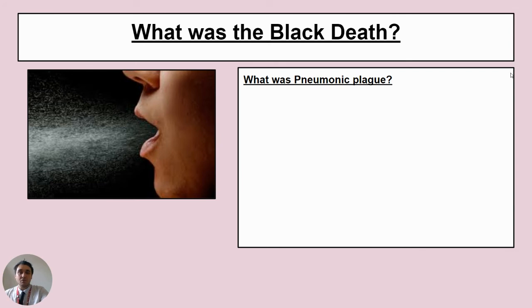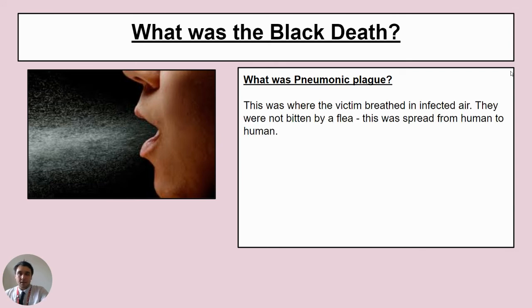So let's move on into the pneumonic plague. And like we said, this was when the victim breathed in infected air. You weren't bitten by a flea. This was spread from human to human. So it's not just black rats and fleas, it's also humans passing this disease, this plague, onto other humans as well, which is why it can spread so quickly.